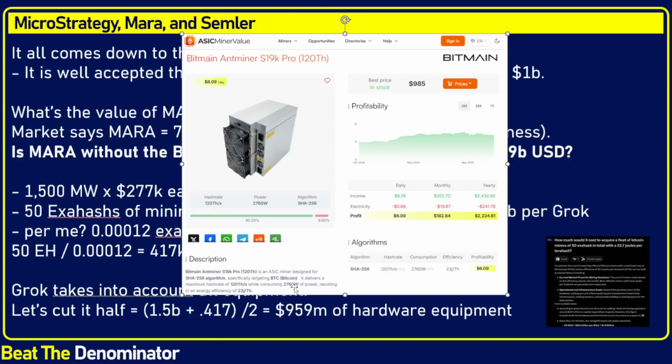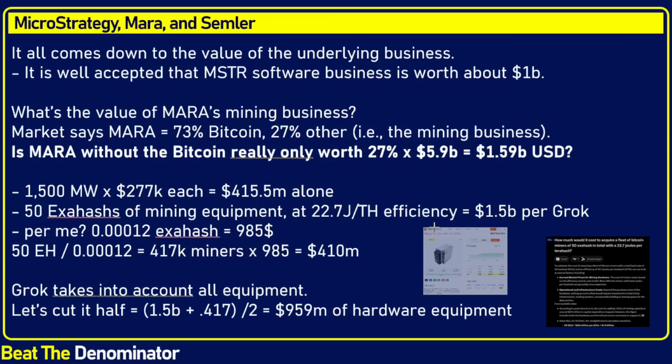Right now, these miners' market price is $987. Keeping in mind that they are used miners. And anyways, all Bitcoin miners are used miners. It's pretty standard to buy a used miner in the industry. The trading price is for a used miner. So $985 is the going rate for 0.00012 exahash. They have 50 of those.